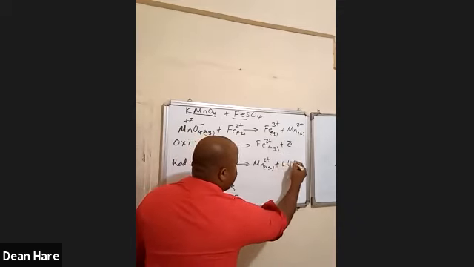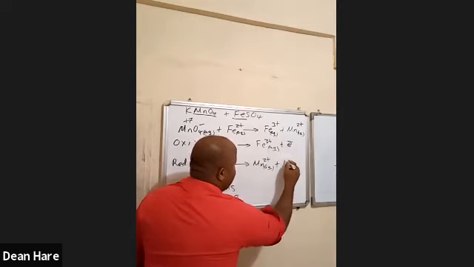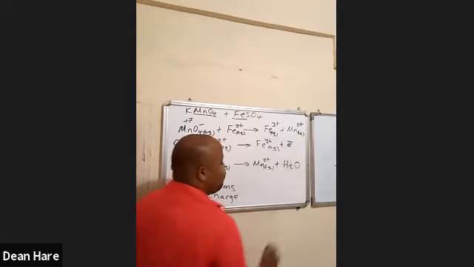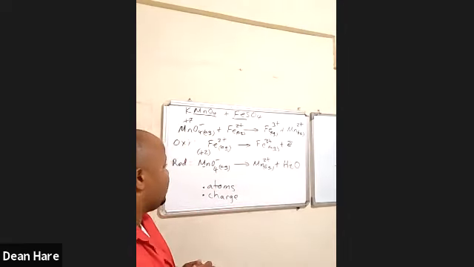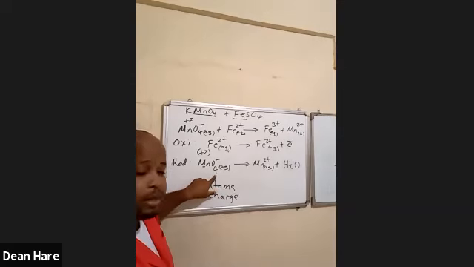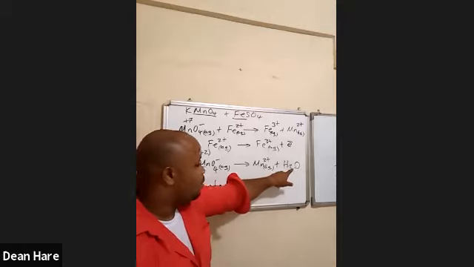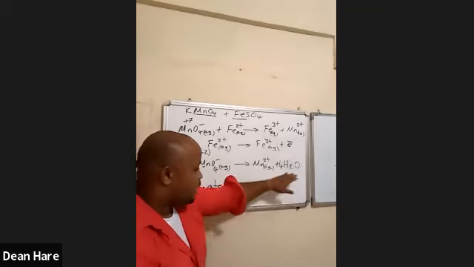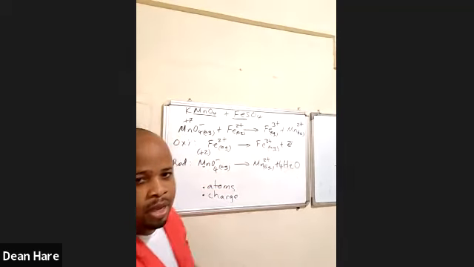However, when we add water, how many oxygen atoms are present in water? One. But how many oxygen atoms do we need? Four. So we need four more. That is correct. Now, when you add the water, which other atom have we added? Hydrogen. That is correct.